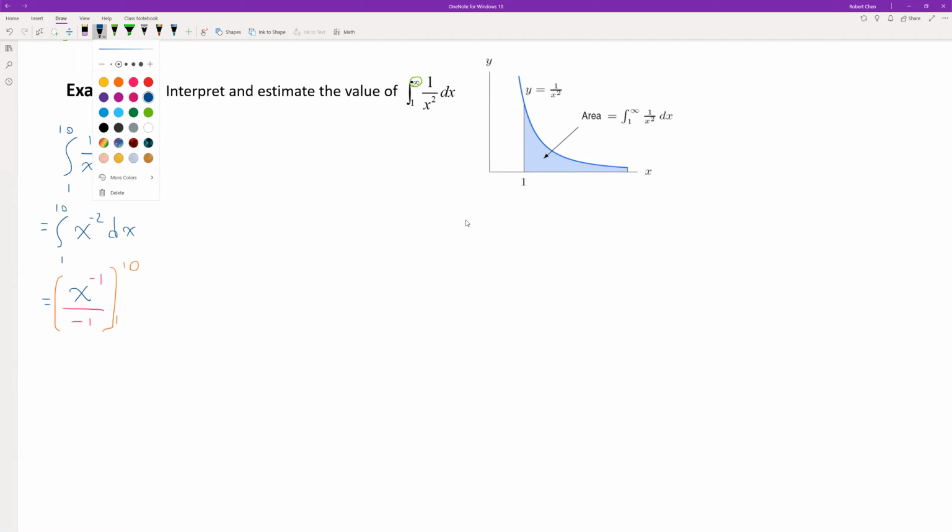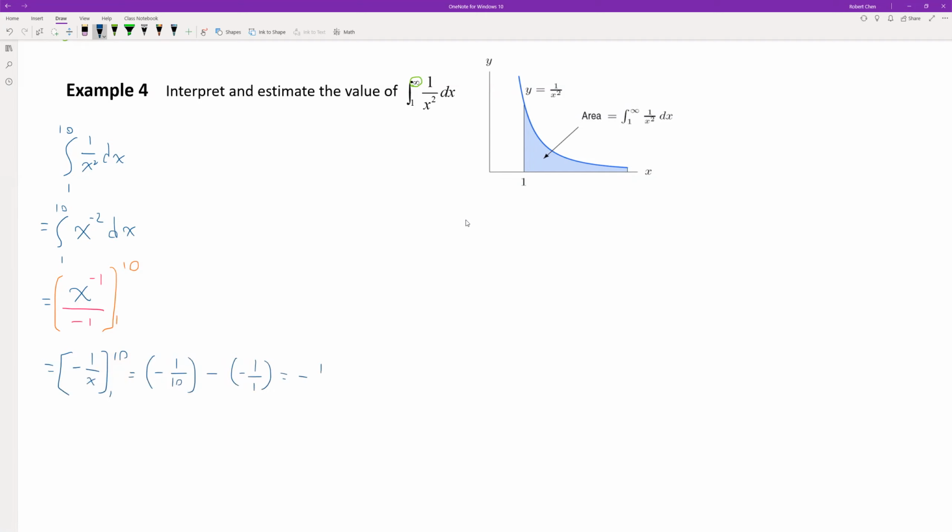Okay, and let's see what we have. Basically we are evaluating negative 1 over x going from 1 to 10. That will be negative 1 over 10 minus negative 1 over 1, which will be negative 1 over 10 plus 1, which gives you 9 over 10. And then in decimal, that would be 0.9. That's a nice number. It's not too crazy or anything like that.